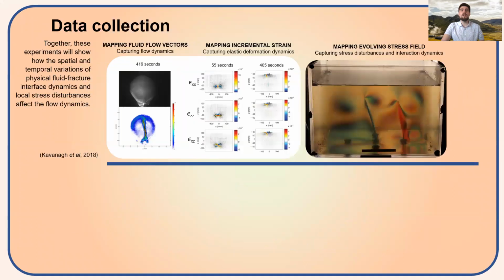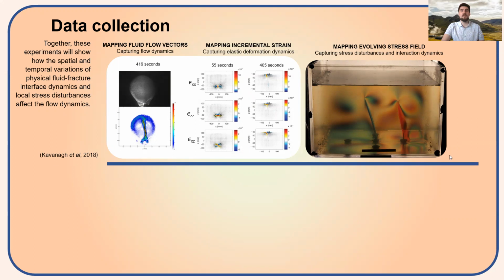Firstly, using laser imaging, 3D particle image velocimetry and digital image correlation during fluid injection into pre-fractured translucent crustal analog material will enable recording of the physical dynamics of fluid flow and rock displacement. Quantitative recording of stress interaction and disturbances allows us to observe how these affect fracture fluid dynamics.